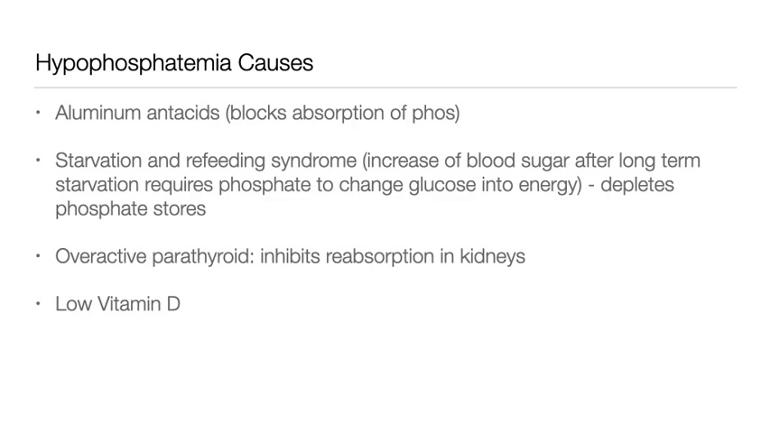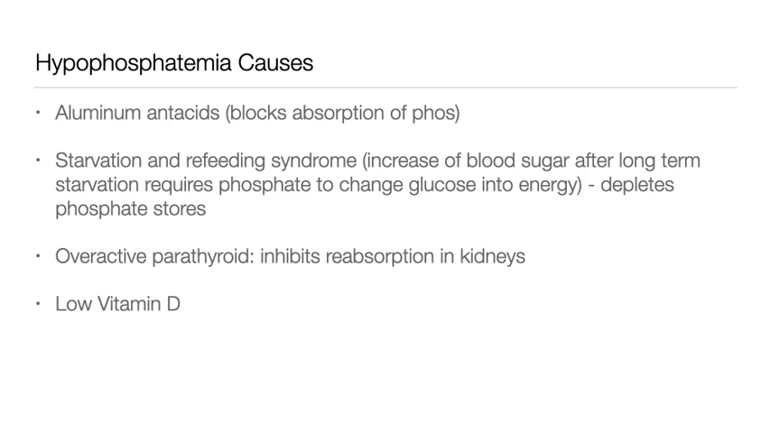So if we don't have enough, this can be caused by aluminum antacids. We don't absorb enough phosphate, starvation and refeeding. So after you do not have food for a long period of time and then you're given food that increases blood sugar, that rapid increase, you have to convert the glucose into energy requiring phosphate. So it's going to deplete all the phosphate stores you have. You know, we're making ATP, adenosine triphosphate. You need phosphate for that energy production.